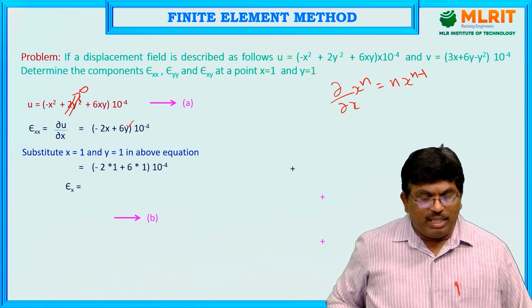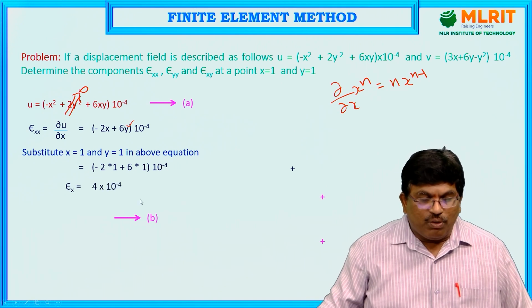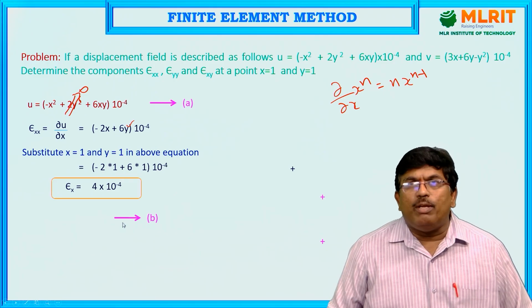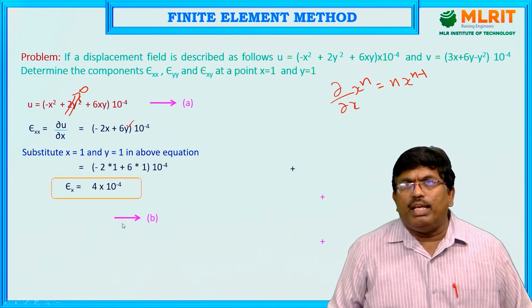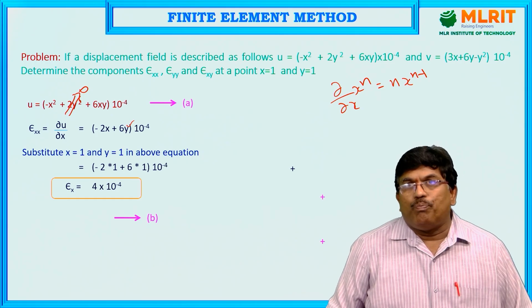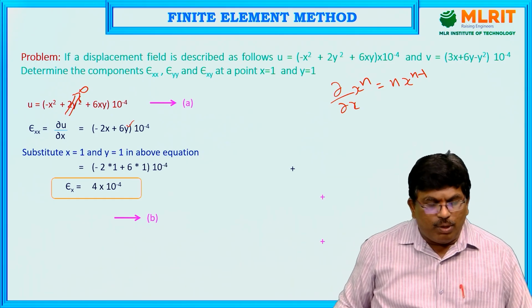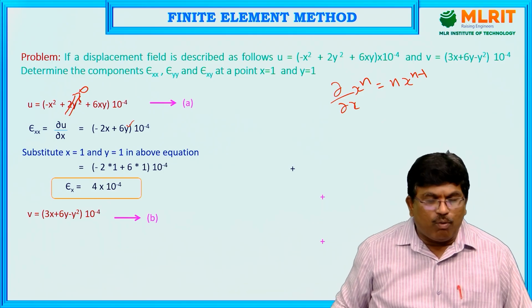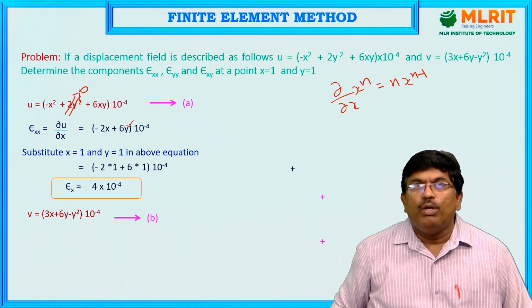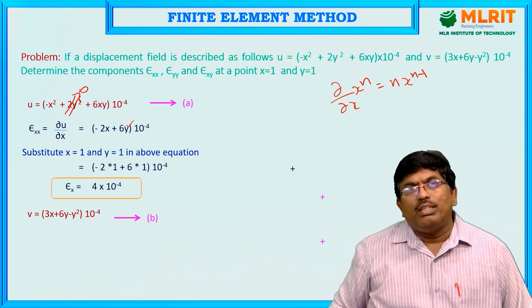So the strain in x direction equals 4 into 10 to the power of minus 4. Next, similarly, they are also asking to find the strain component in y direction. We know that the displacement component in y direction, v, equals 3x plus 6y minus y squared. It is given in the problem only. So now we also know that the formula for epsilon yy equals dou v by dou y. Just now I derived this one.